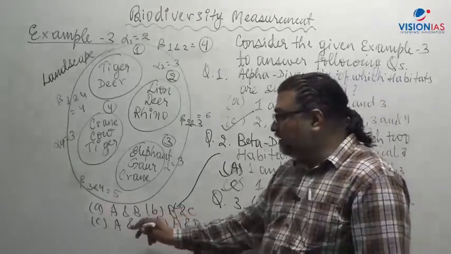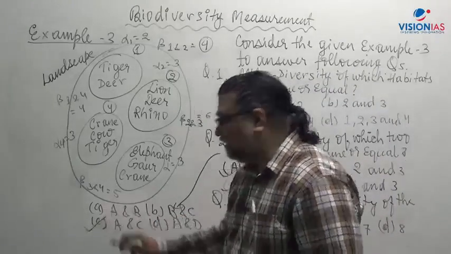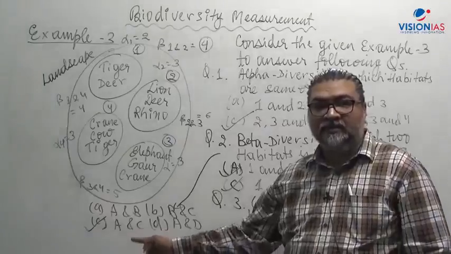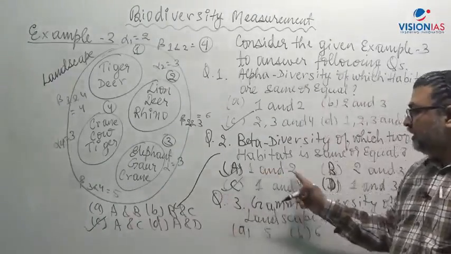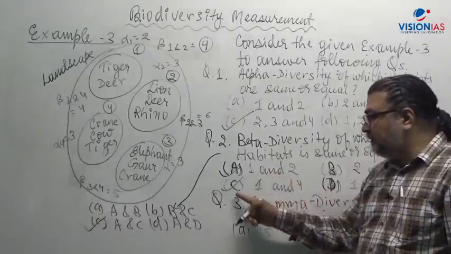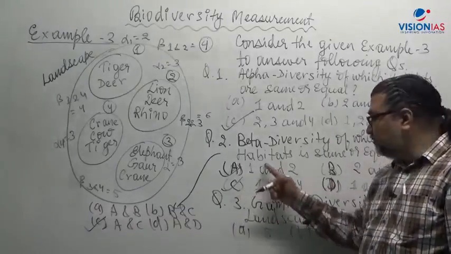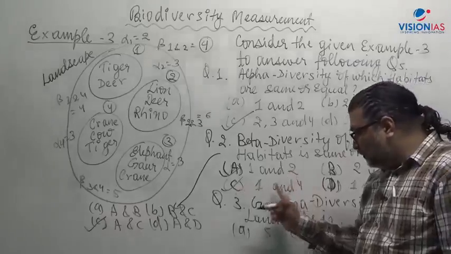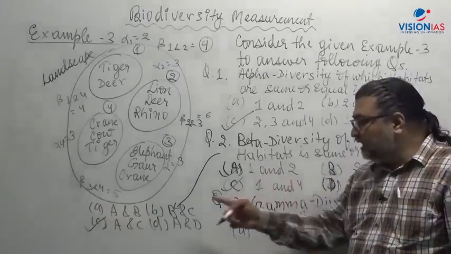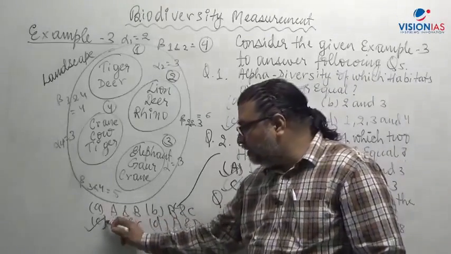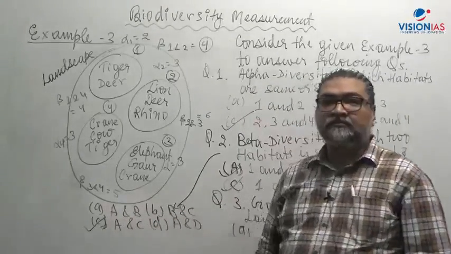So what will be the answer here? The answer will be C. Why will the answer be small c? A and C. What is A? A is 1 and 2. And what is capital C? 1 and 4. Because 1 and 2 beta and 1 and 4 beta, both are 4 and 4. So that's why the option here will be A and C.